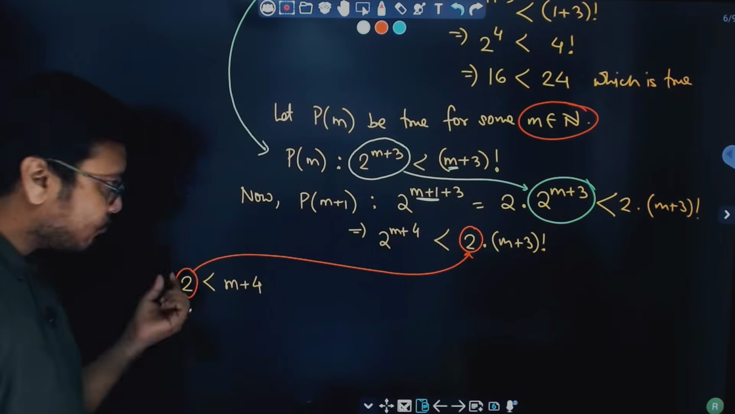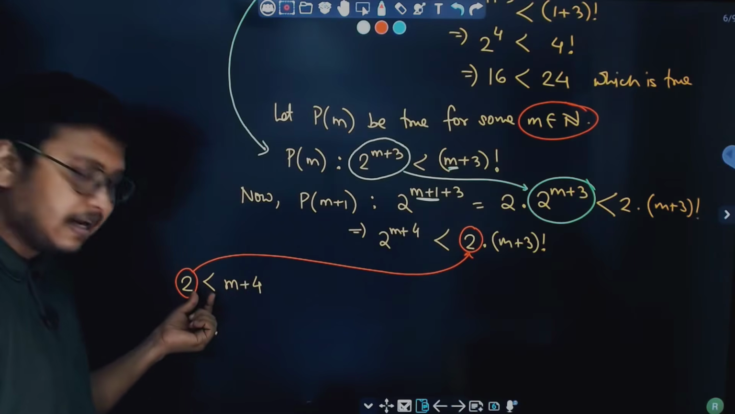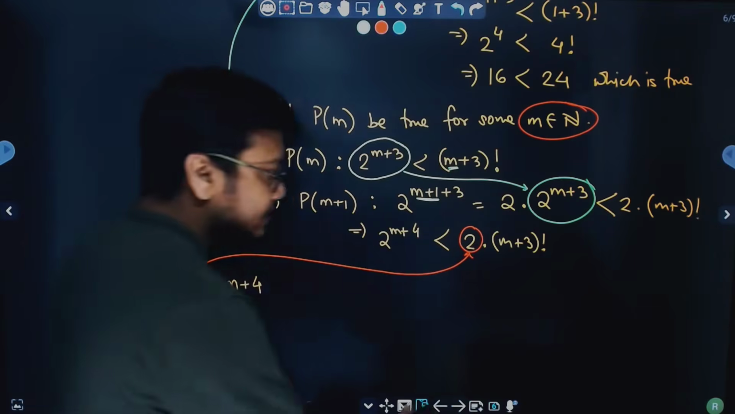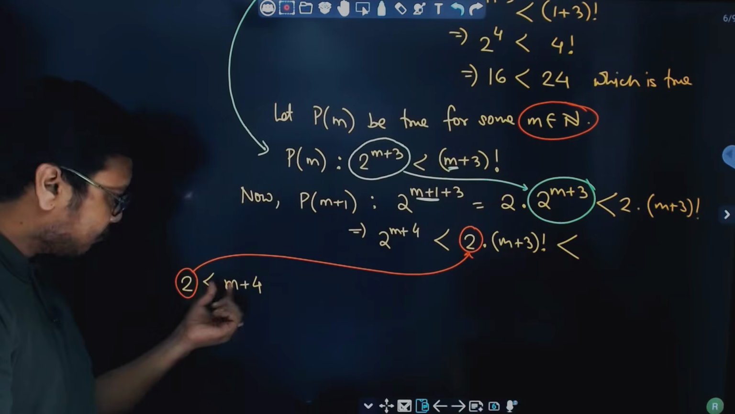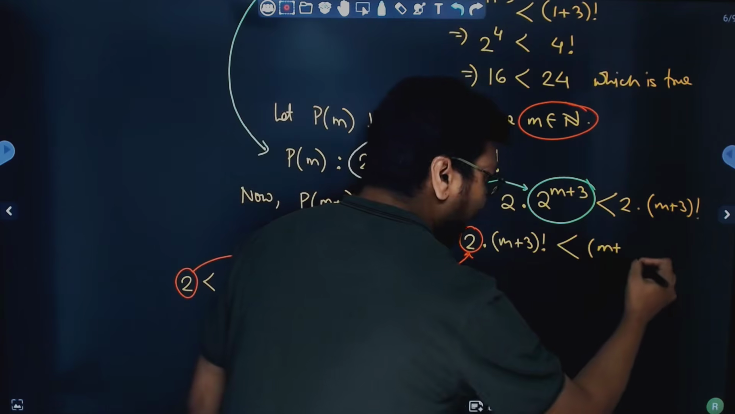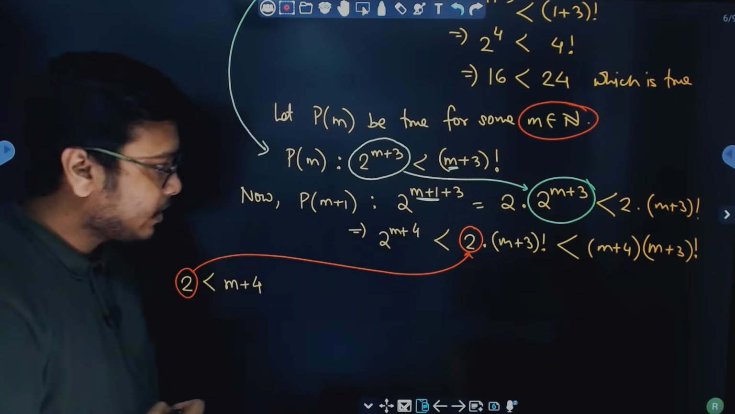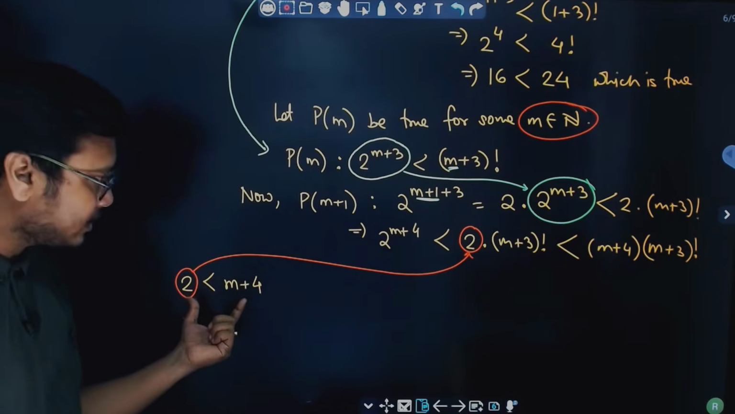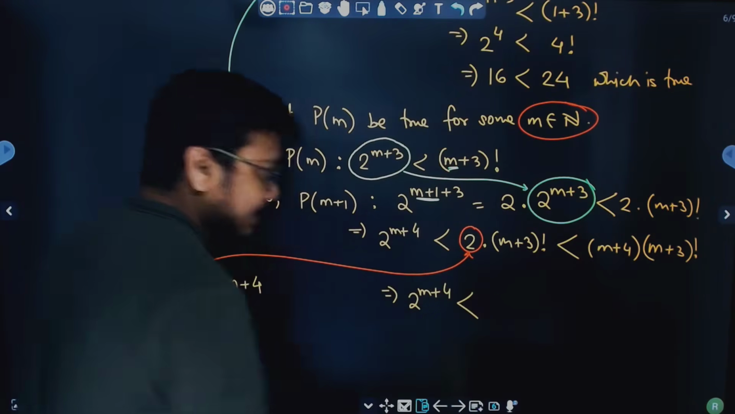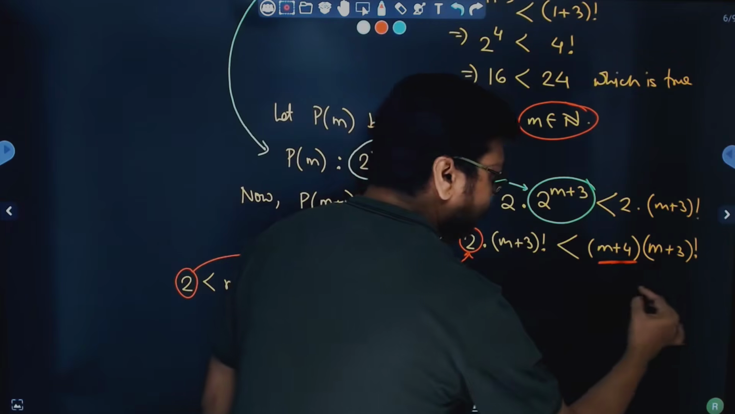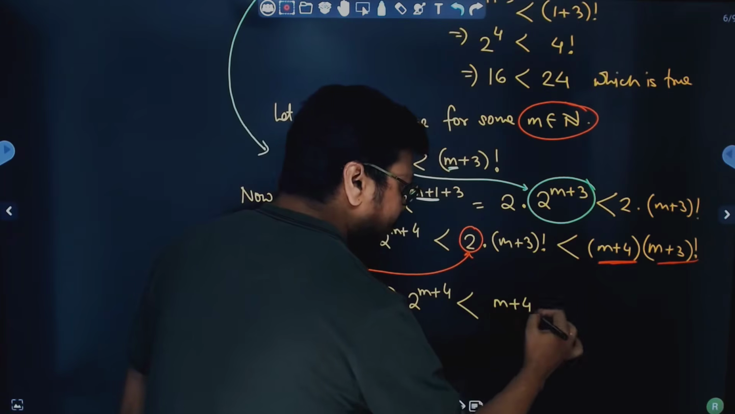Okay, so we can replace this 2 with m plus 4 using the inequality. So I can say that this entire thing is even further less than, instead of 2 I'm taking m plus 4 and I already have m plus 3 factorial along with it, right? So I replace the 2 with the m plus 4 using this inequality. Alright, so 2 to the power m plus 4 is less than, now if I take this multiplication, m plus 4 multiplied with m plus 3 factorial, that would give me m plus 4 factorial.